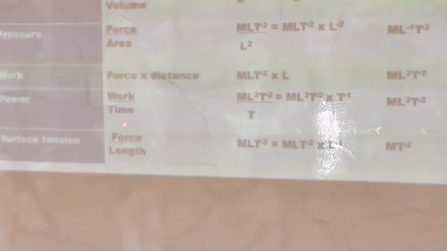Now let us look at power. Power is equal to work done divided by time taken. Then the dimension of work done here is M L raised to power 2, T raised to power minus 2, all over T. And when this T goes upward, it changes to power minus 1. That is why you see T raised to power minus 1 here.